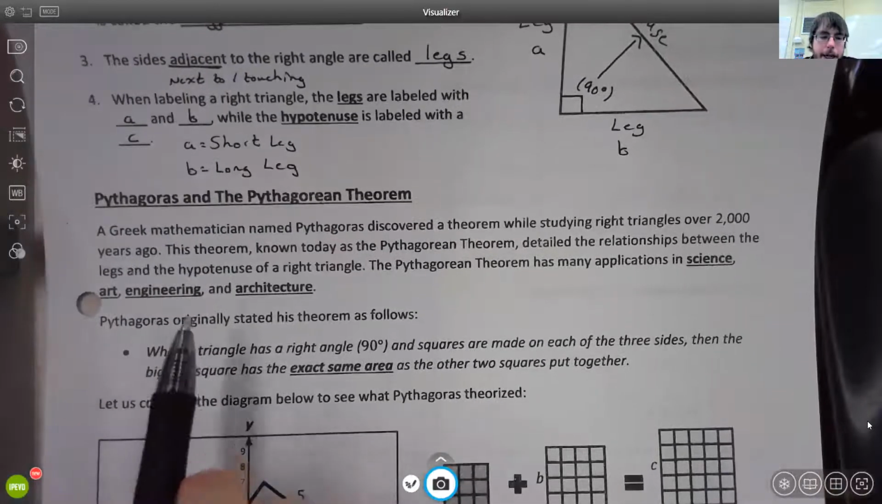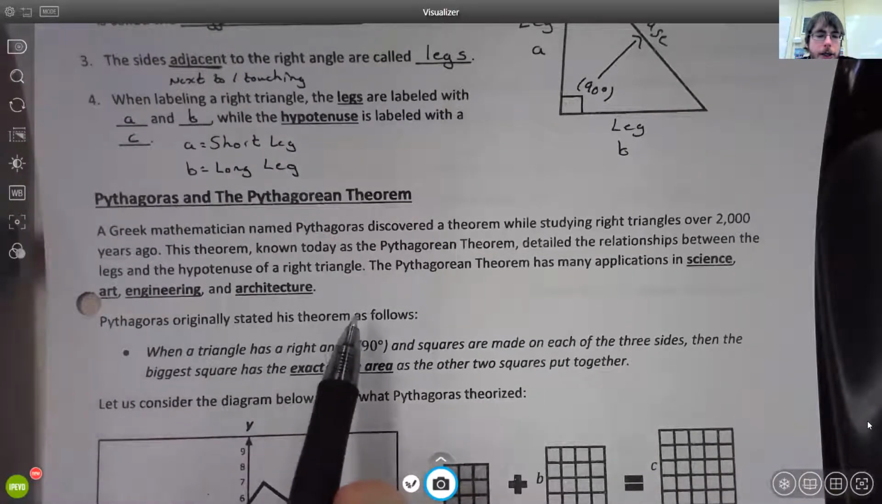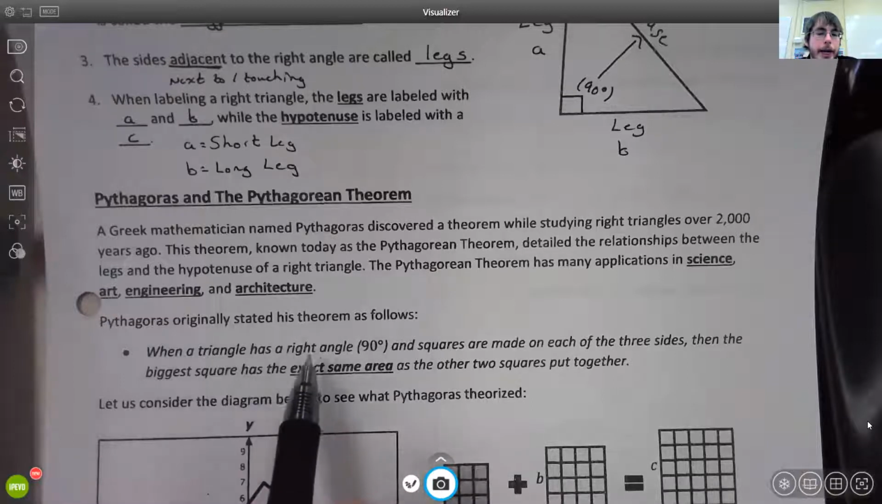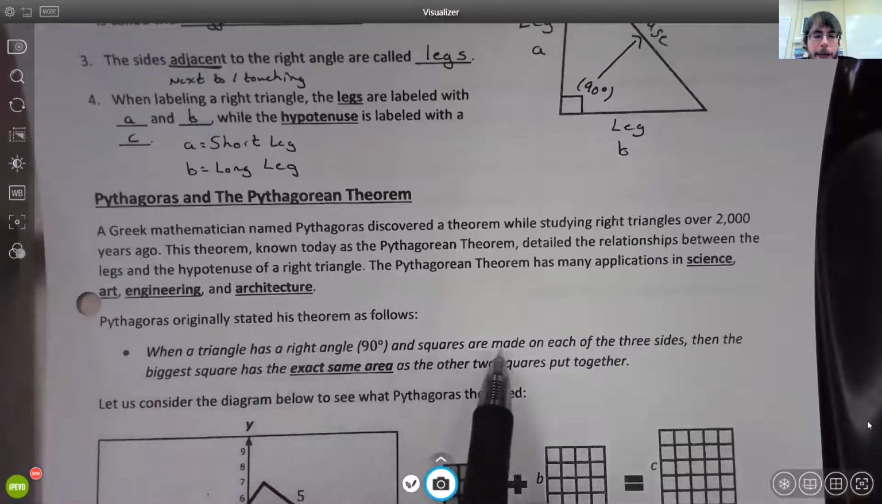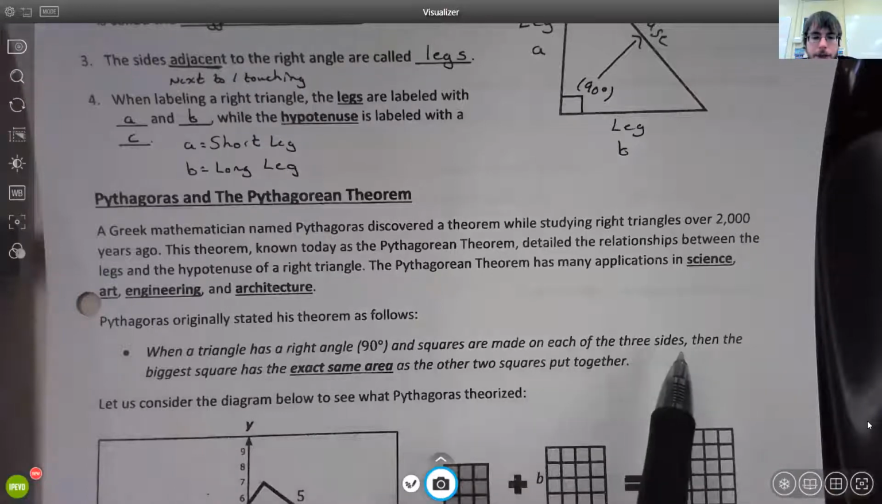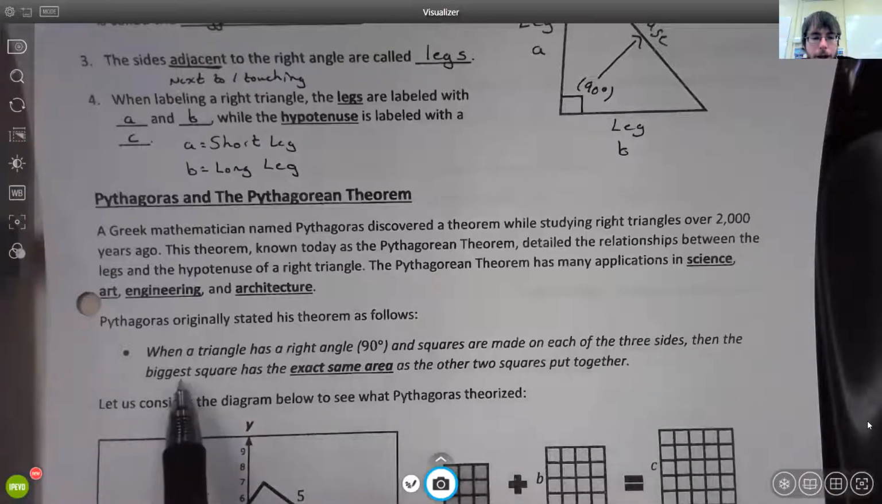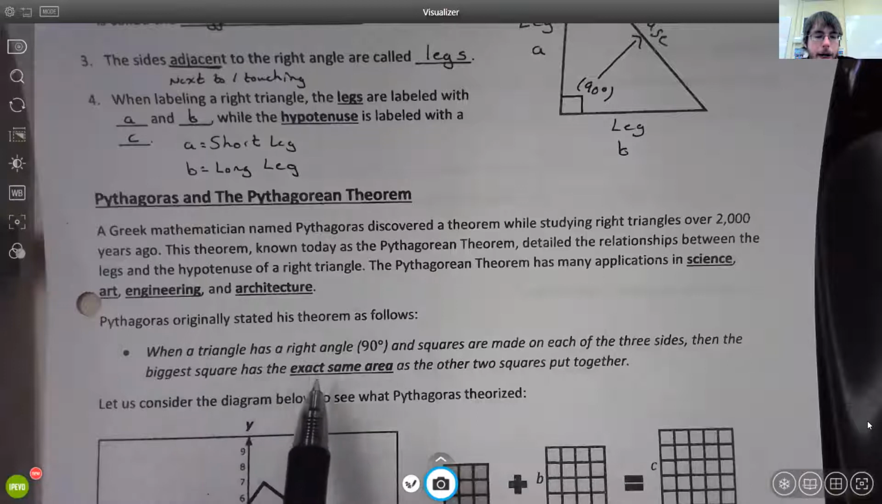So here's how Pythagoras originally stated his theorem. When a triangle has a right angle and squares are made on each of the three sides, then the biggest square has the exact same area as the other two squares put together.